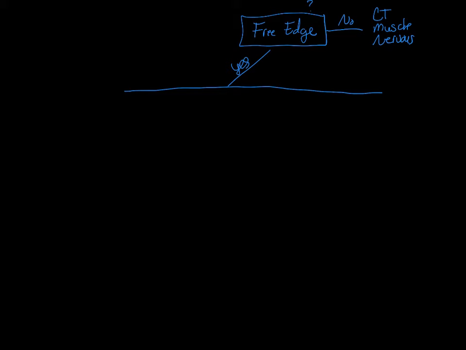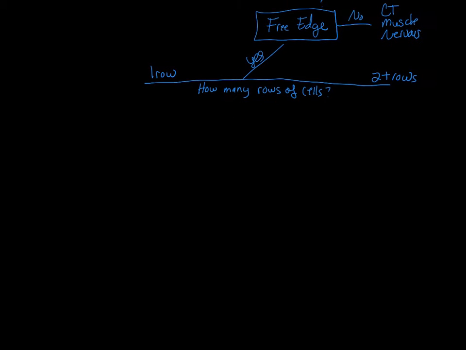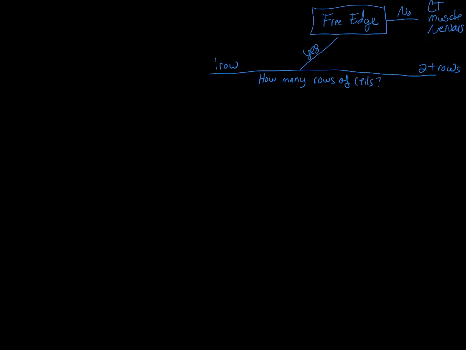And that next question is, how many rows of cells are there? Okay, so over here we've got 1 row, over here we've got 2+ rows. So we're going to move this right about here, and we're going to work over here on the 1 row. So I've got 1 row. Now, what is my next question? My next question is, what is the cell shape?